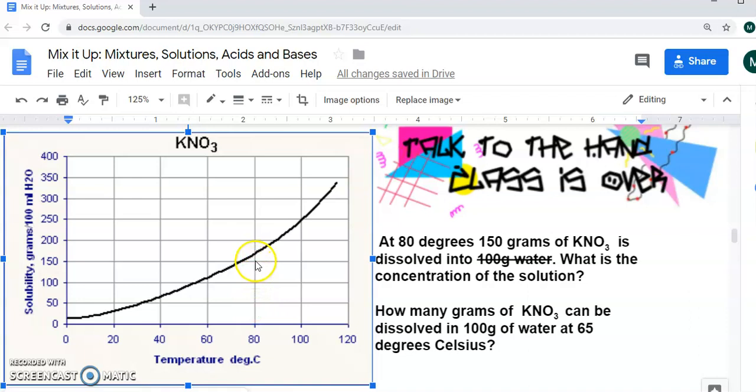80 here, 150 here. You'll notice that point is below the line. This means the solution is unsaturated. If it falls below the line, it's an unsaturated solution.